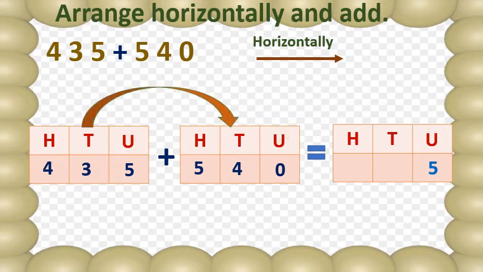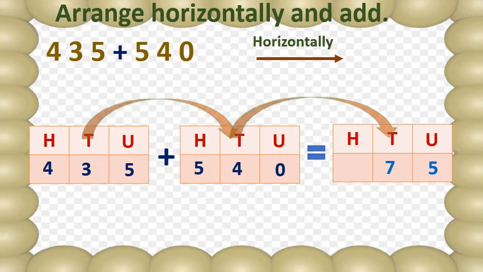See, here 3 is there and 4 is there. So we are going to add the tens place. That is 3 plus 4. That is nothing but 7. Correct? Where we will write that 7? In the tens place. So here I will write 7.